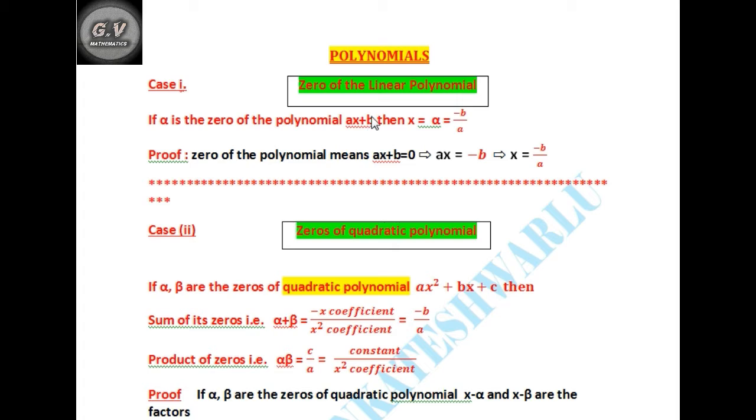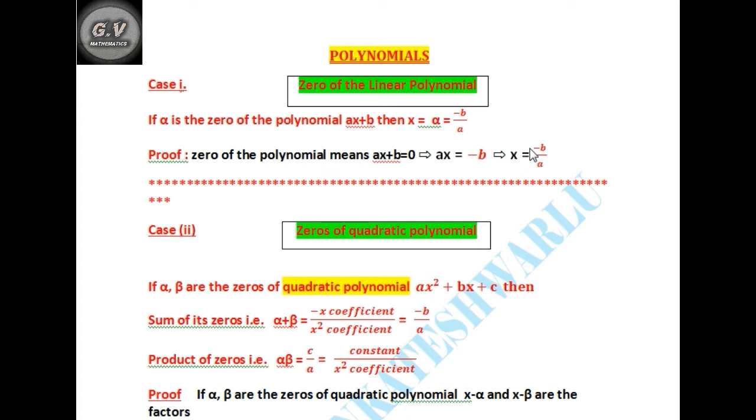Here x is the zero of the polynomial, therefore alpha equal to minus b by a is the zero of the polynomial. The sum of zeros is the same itself, minus b by a, since there is only one zero. The product of zeros is the zero itself, and the sum of zeros will be the same, minus b by a. So the zero of the polynomial ax plus b is minus b by a.